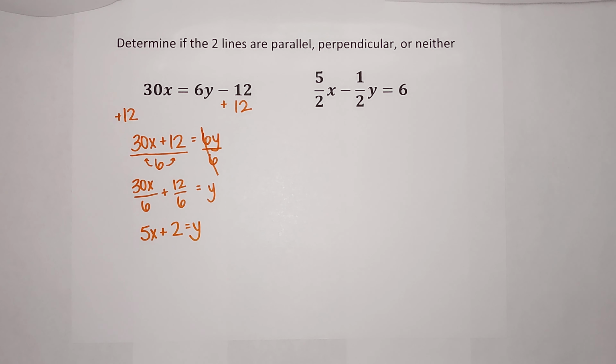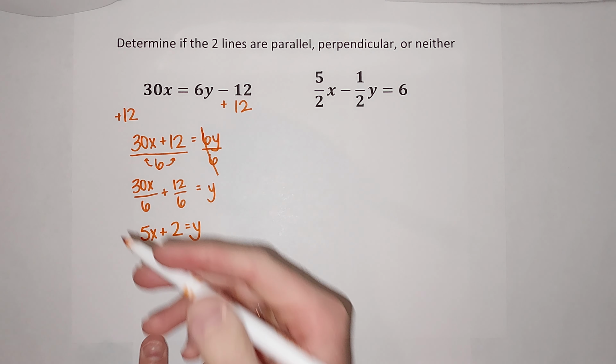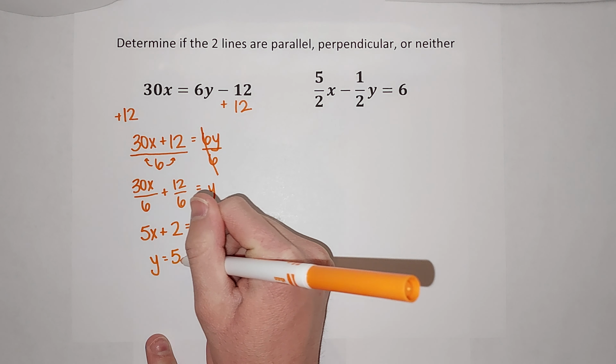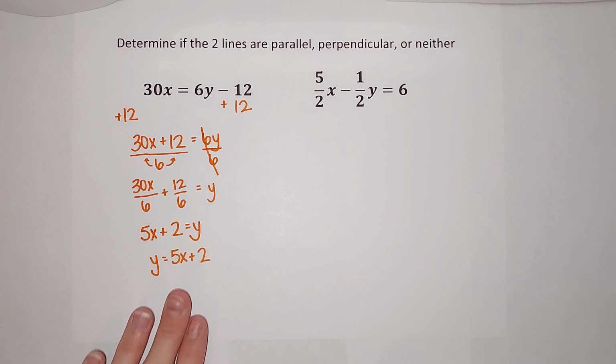Okay, so there is one of my lines, but bear with me. Just because it's more how we're used to seeing it, I'm just going to write the y first. It's still the same, right? y equals 5x plus 2. Okay, so there is one of my lines in slope-intercept form. Okay, now let's do the other one.